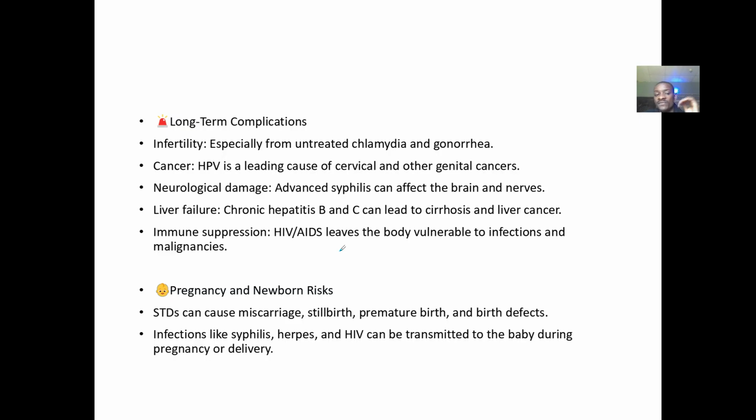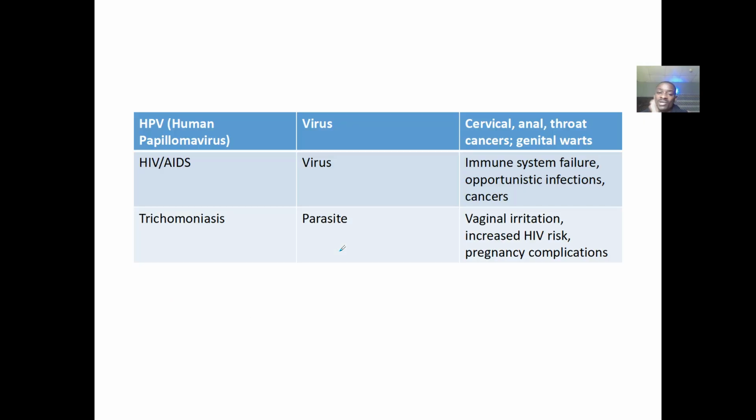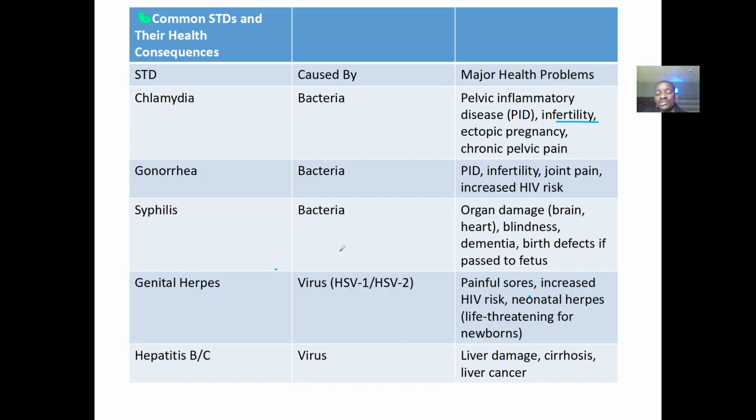They can cause liver failure, that's the hepatitis B and C. Then HIV and AIDS is the chief of making your immune system very weak, predisposing you to having all sorts of other disease conditions.